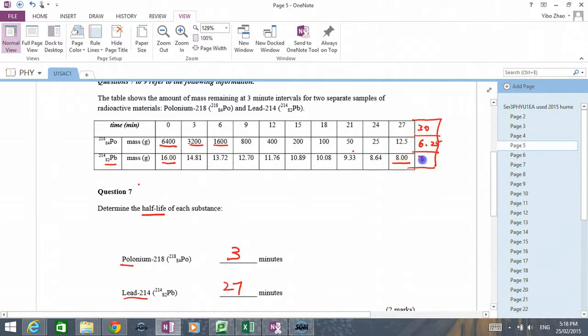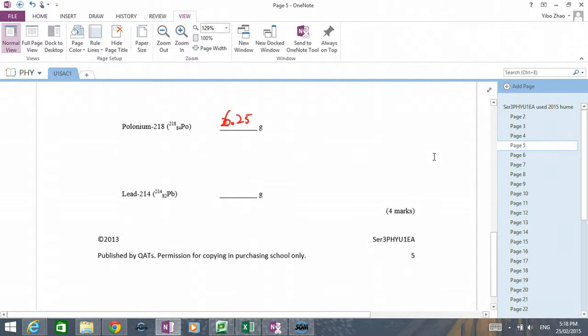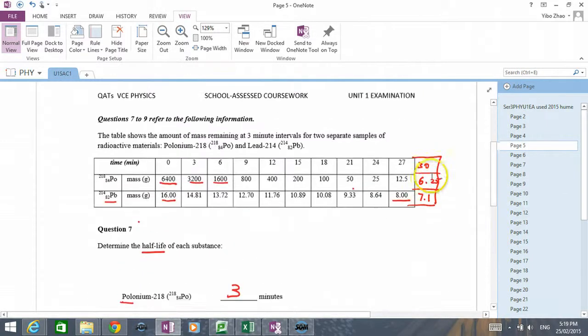something like 7 point something, just make a guess. If you make a logical guess, say 7.1 grams, you get full marks. That's how I do it. Even if you write down something like 6.9 or 6.4, you get a mark. But if you write down something like 5, you won't get a mark. Just make sure it's logical.